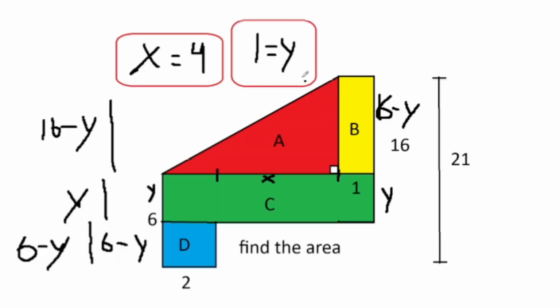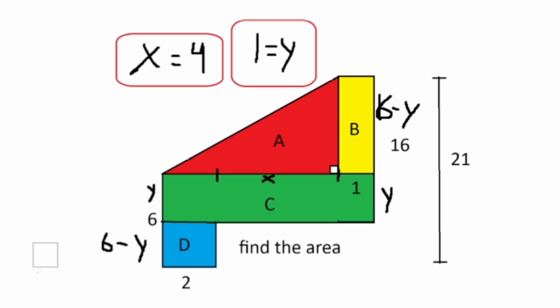I will solve them. Okay, so now let's simplify this a little bit. We can get rid of this bit because it was just to show something. Okay, so we know that y is equal to 1. So this is 1. 6 minus y is equal to 5, because 6 minus 1. This is equal to 1, because it's y. And 16 minus y is the same thing as 16 minus 1, which is equal to 15. Great. And just to confirm, 15 plus 1 plus 5 is 21.